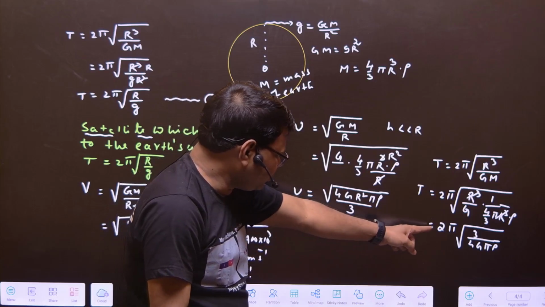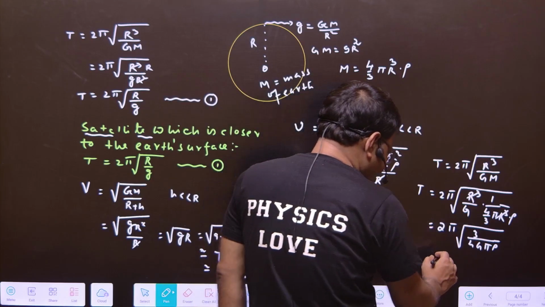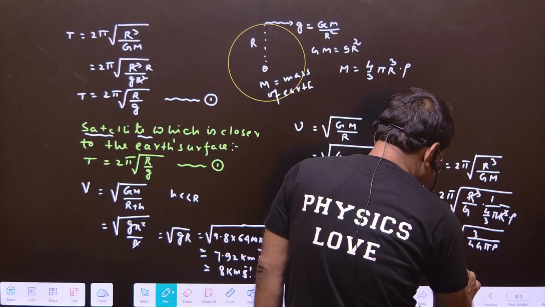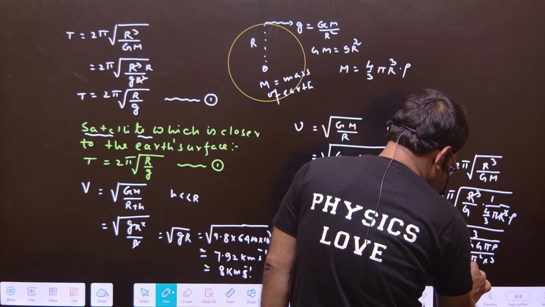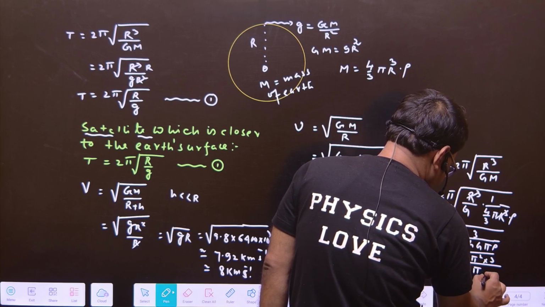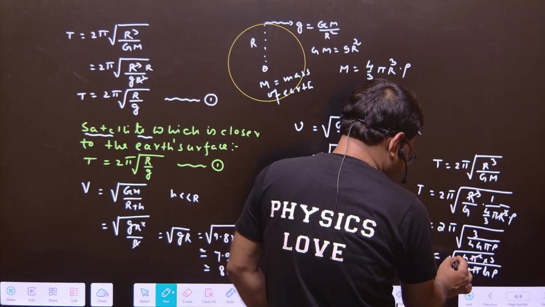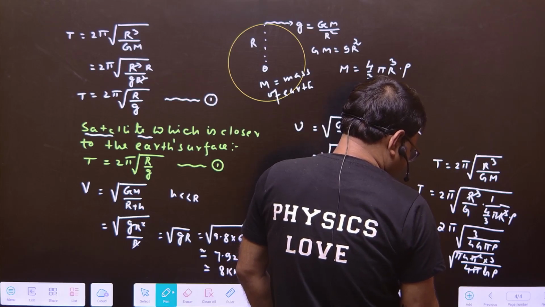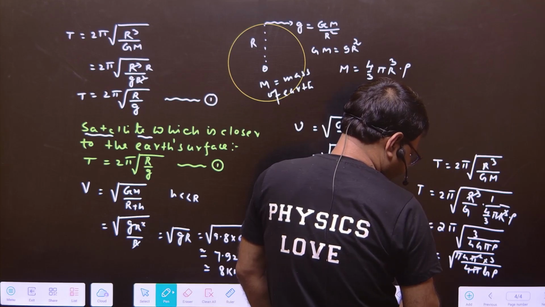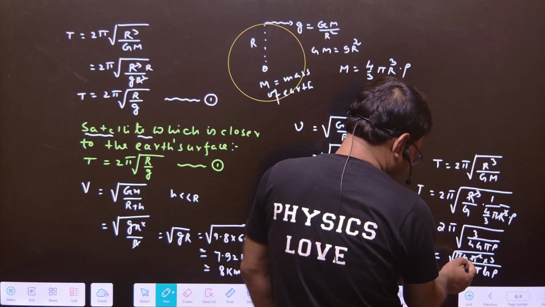Okay? And assume 2 pi will enter into the root, then it will be 4 pi square. Then it will come 4 pi square into 3, divided by 4 pi G into rho. Now see, 4 pi square, 4 pi will cancel, one pi remains here. Okay? And here 4 pi square only.